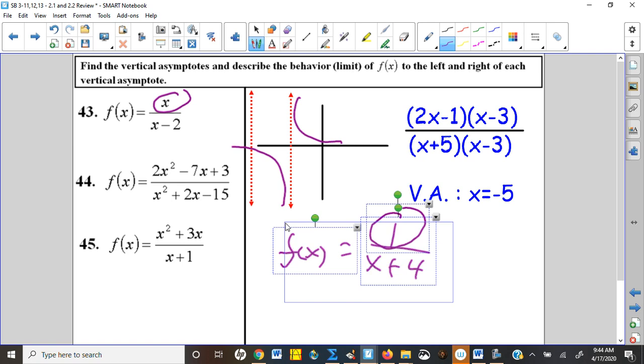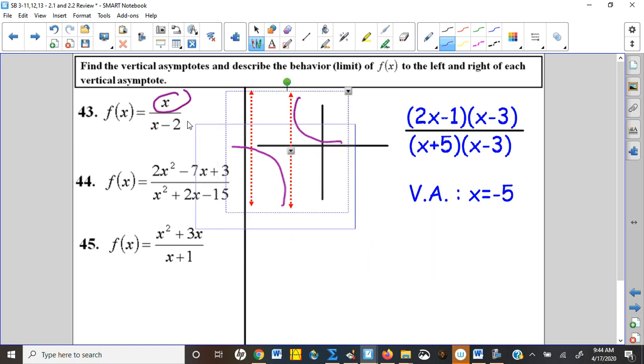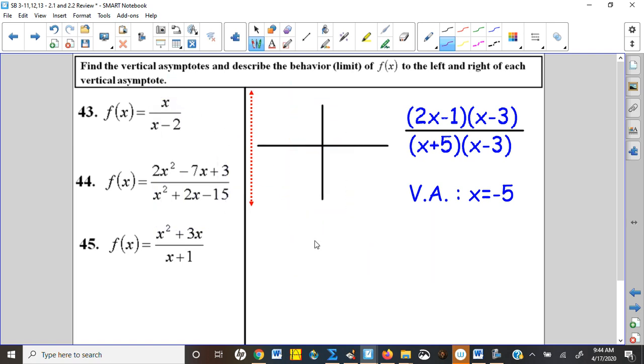So we used to do much simpler problems without calculators. You'll probably still see something like that. But know how to identify vertical asymptotes by comparing the denominators and numerators once they're factored, and then know how to look at pictures and see what directions they're going.